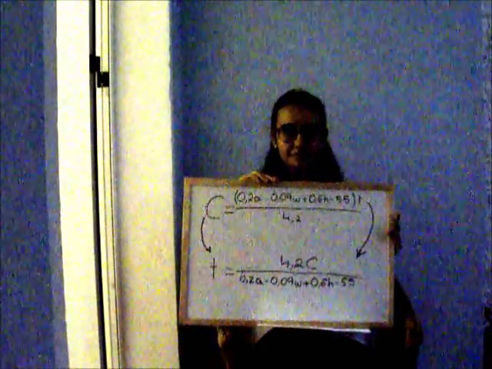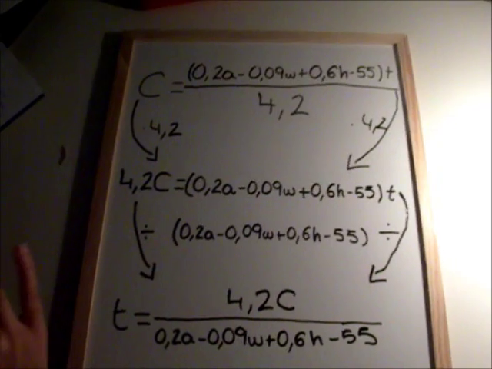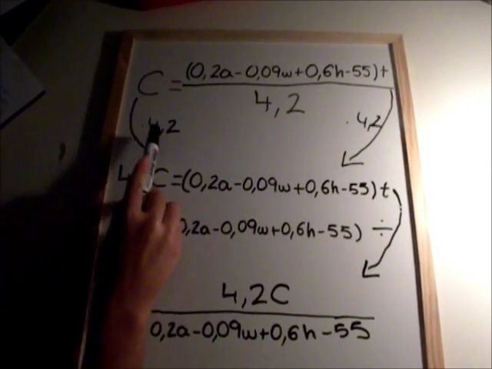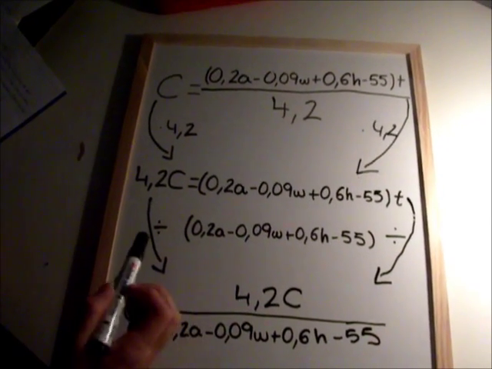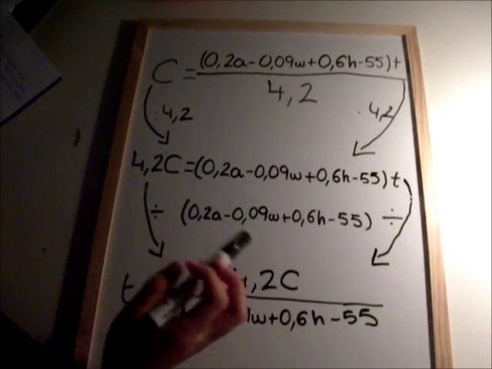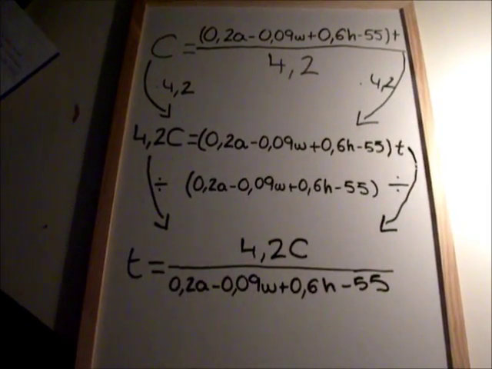Roger needs to know how long he needs to exercise for, so I am going to rearrange the formula for T. Like that. To rearrange the formula, first I multiplied both sides by 4.2, so I got this expression. Then I divided both sides by the expression between brackets.